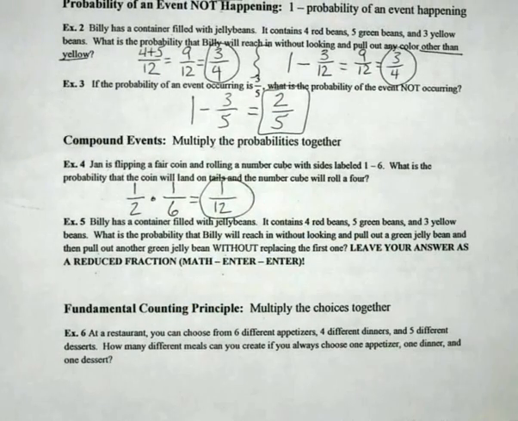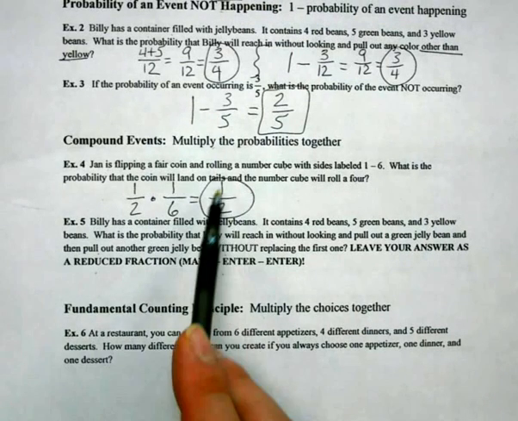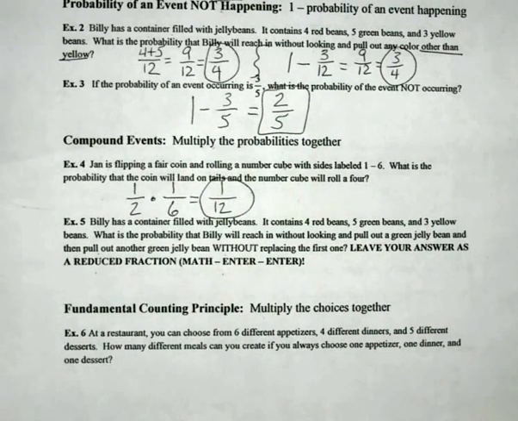So if I did this experiment 12 times, flipping a coin and rolling a die, 1 out of every 12 times I'd get tails and a 4. Now you may get it 2 times in a row. This is what's called theoretical probability. If I were to do this thousands and thousands of times, it would approximately come back to this average of 1 out of 12.